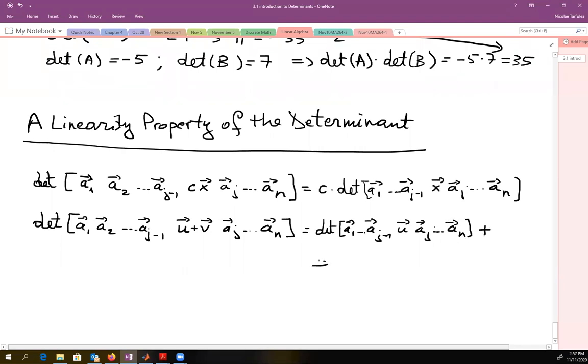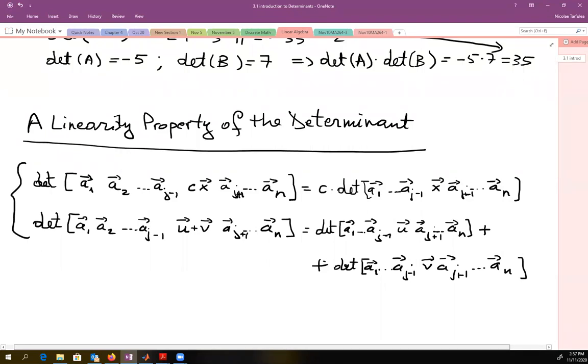plus the determinant of a1, and so on, aj minus 1, v, aj plus 1 here. I think I should have said plus 1 everywhere. Plus 1 here, plus 1, and we jump over j, right? The jth column is this one. Okay, j plus 1 here, up to an. These two together form the so-called linearity property of the determinant.